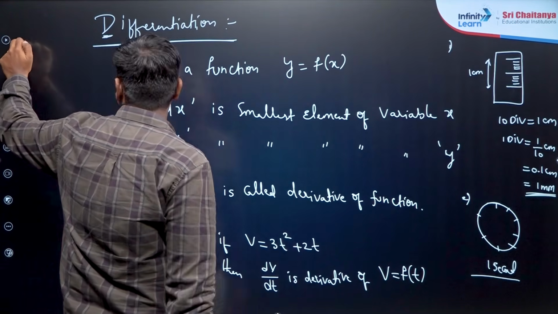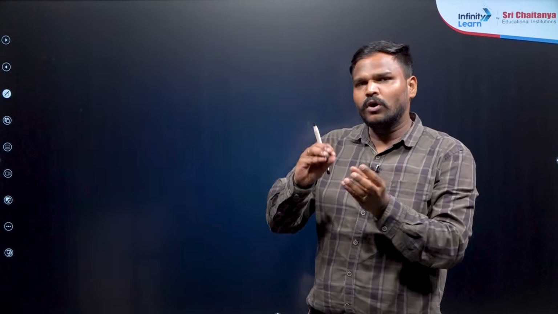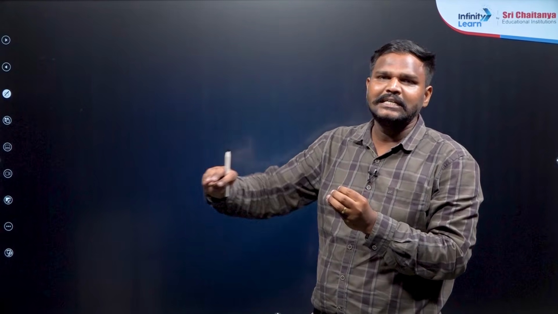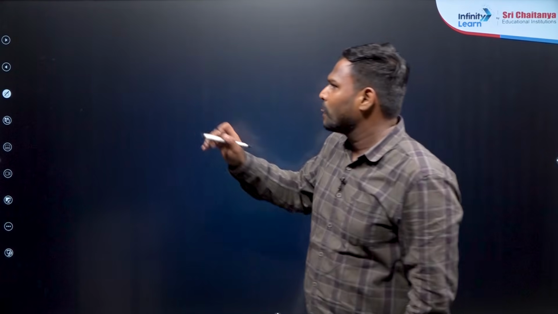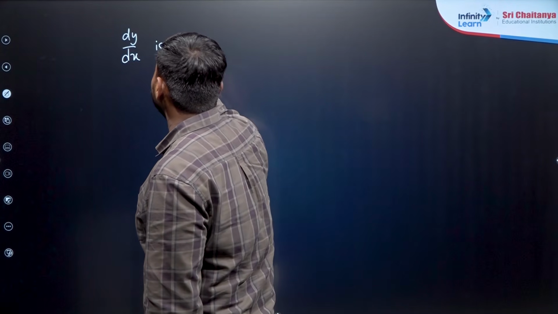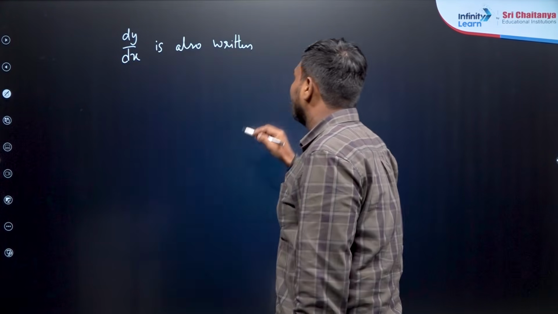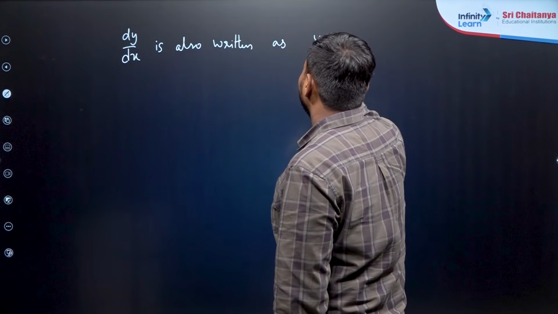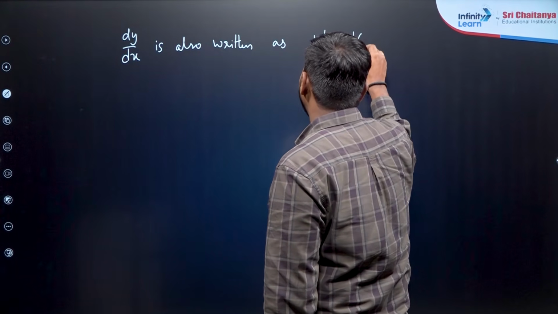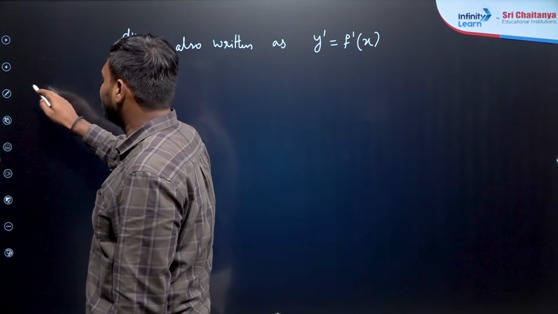Next, let us go to the next slide, sir. So till now we have just done the introduction, that if I have a function, small change in the dependent variable by small change in the independent variable is called the derivative of the function, right? And dy by dx is also written as y dash is equal to f dash of x. So derivative is also written as what, sir?